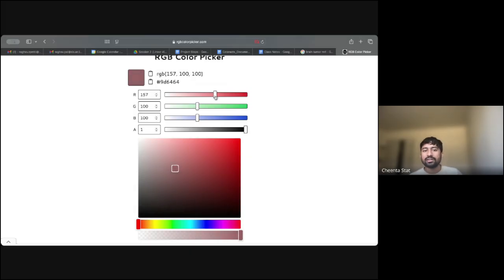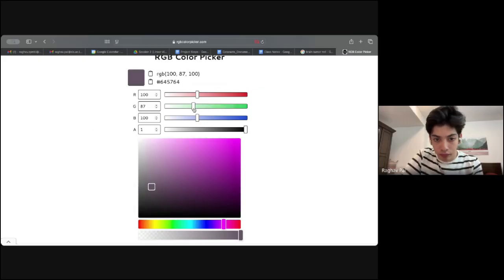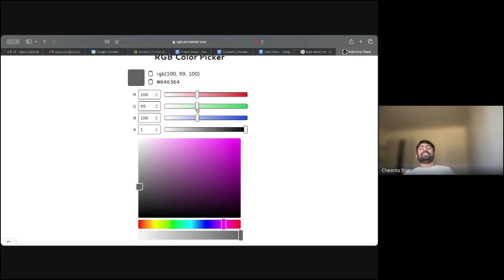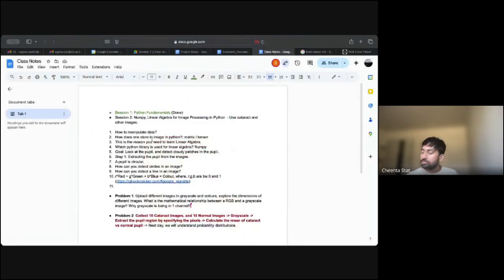You see, it's becoming more red. The red component is increasing. Now you again go to 100 and increase the green. You will see the same thing, right? So that's the whole idea. So our image is represented by this. This is what I wanted you to understand.